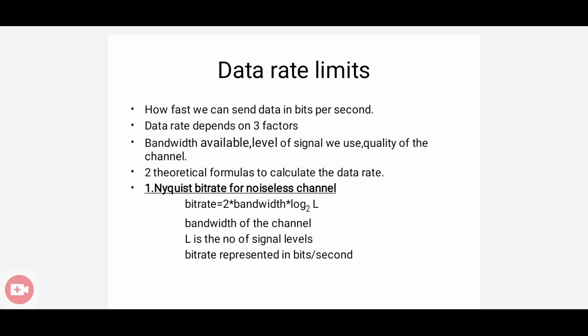Okay, so we use two theoretical formulas for calculating the data rate over a network. One is for a noiseless channel, a channel without noise, and one is for a noisy channel. For a noiseless channel we use the Nyquist bitrate equation. So what is it? Bitrate or data rate is equal to 2 times bandwidth times log base 2 of L. Bandwidth means the bandwidth of the channel. Capital L is the number of signal levels. So bitrate can be expressed in bits per second. This is for a noiseless channel. What is a noiseless channel? A channel without unwanted signals.